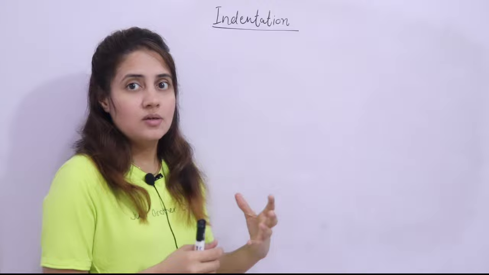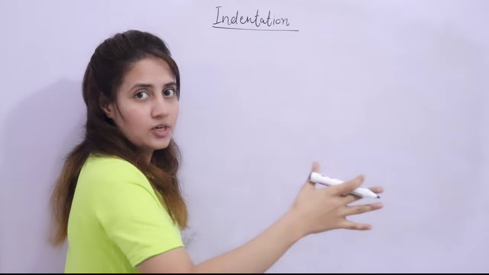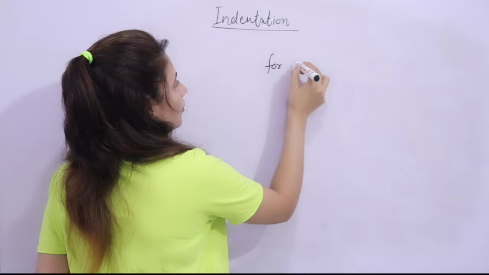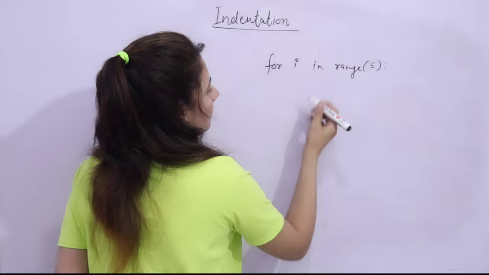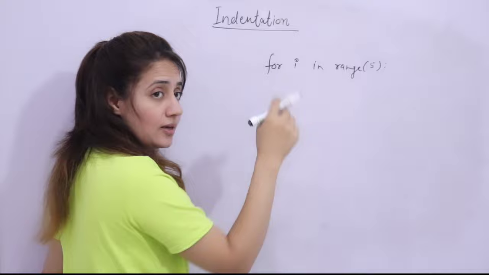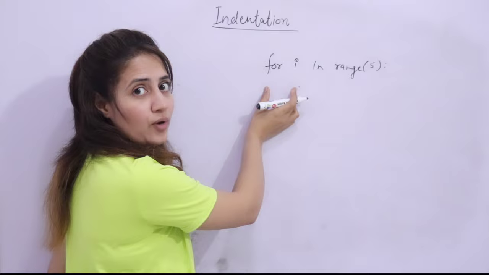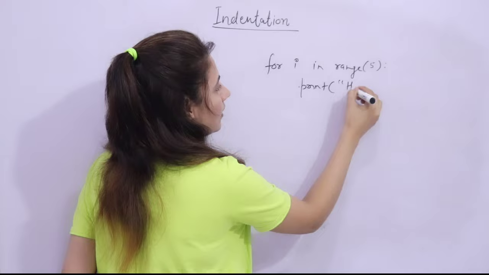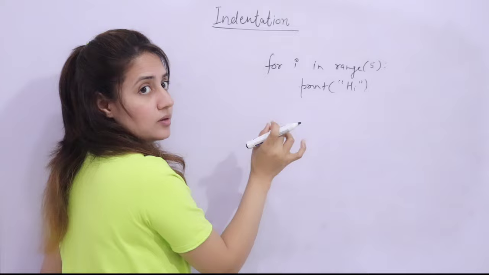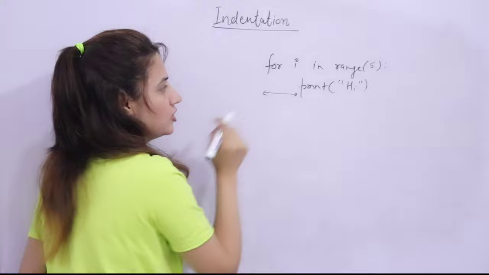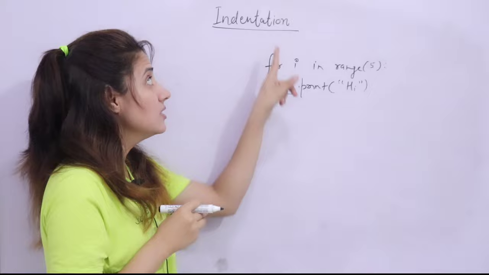Now, what is indentation? If you write an if statement or for statement, these kinds of things, suppose I'm writing for i in range 5, and once you hit enter, then automatically in editors, like PyCharm IDE, the cursor would be here. It will leave some white spaces, and here suppose we are writing print hi, right? So this line would be a part of this for, right? These white spaces at the beginning of the line are known as indentation, simply, right?